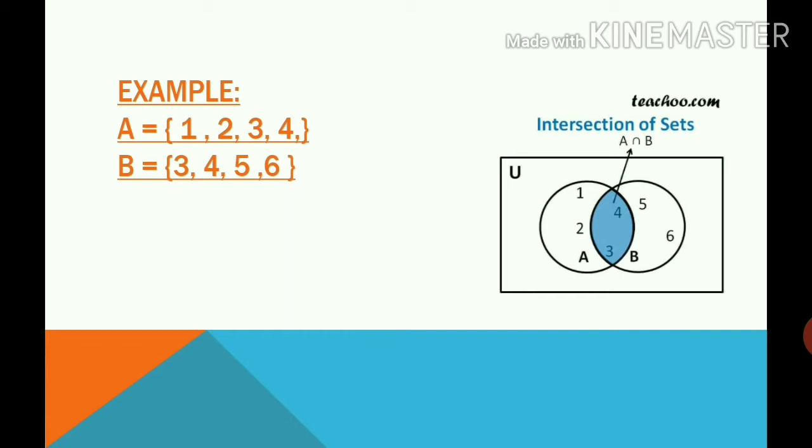And after writing down these elements, the elements which are left in A you write down in the circle A. The elements 1 and 2 are left, so you write down 1 and 2 in the circle A. And except 3 and 4, the elements which are left in B, you will write down in the second circle, which is B. So you write down 5 and 6 in the circle B. So now this shaded area is showing A intersection B. So A intersection B is equal to {3, 4}.